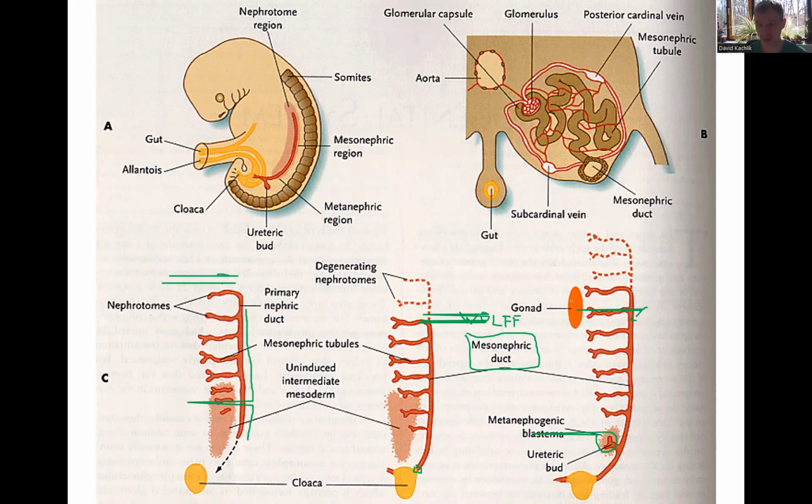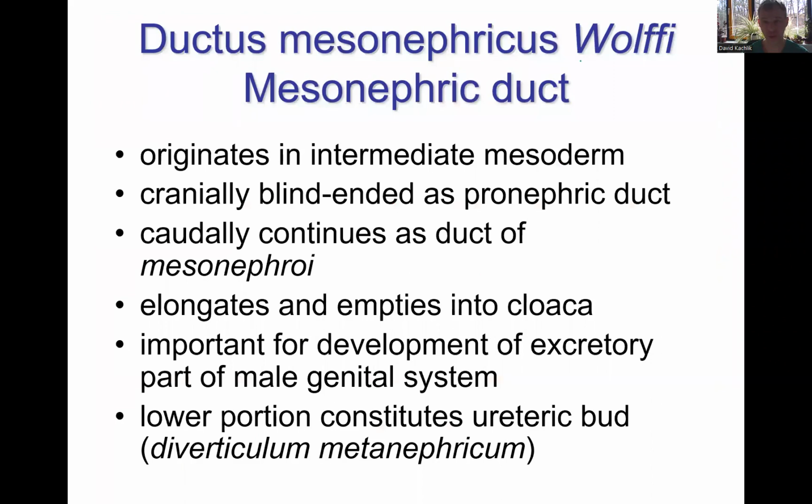Close to it is the gonad, and as the gonad descends, it takes the mesonephric tubules and the Wolffian duct down as far as the scrotum. That's why the Wolffian duct can serve as a deferent duct. So that's the Wolffian or mesonephric duct.